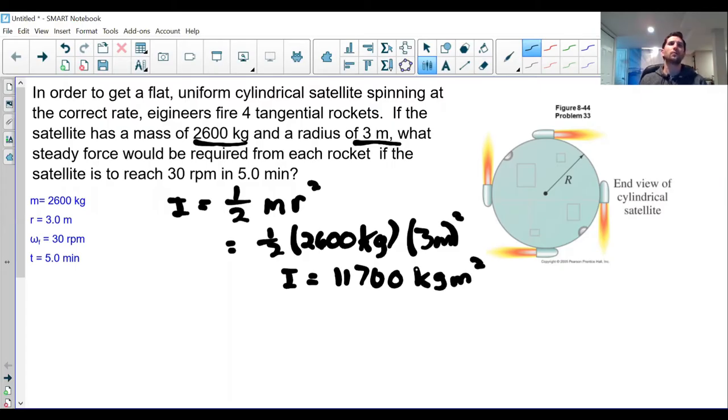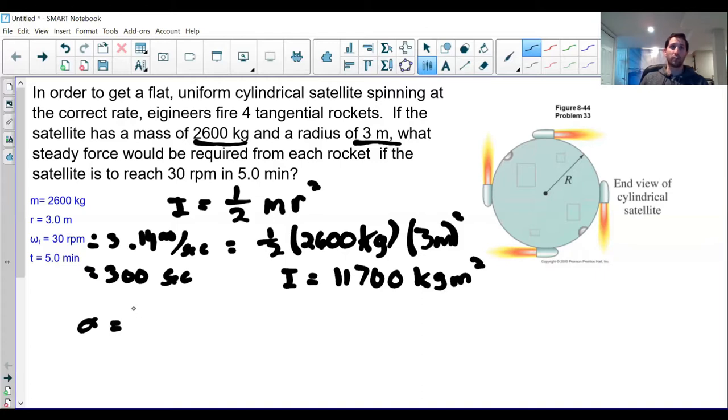We also know that it goes from rest up to 30 RPM in 5 minutes. So we can use that information to find its angular acceleration. 30 RPM, if we multiply by 2 pi and divide by 60, we're going to get pi, so it's 3.14 radians per second. That's really sloppy, sorry. And 5 minutes is 300 seconds, so we can use that to find the angular acceleration.